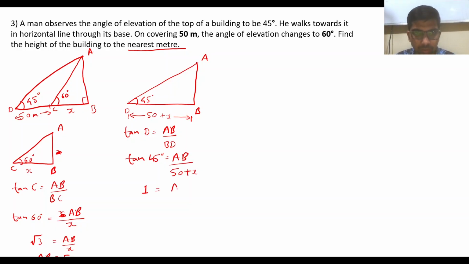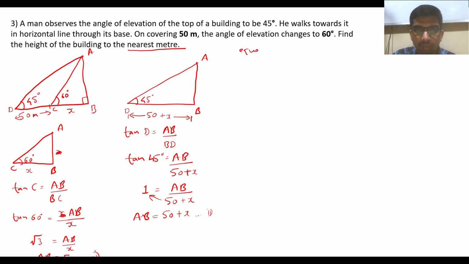We don't know AB. So write AB as it is, and this will be 50 plus x. Send 50 plus x on the other side. So AB will become 50 plus x. Okay? This is the second part, and this is the first part which you got. So now look over here. Both the sides AB and AB are the same. So equate 1 and 2.